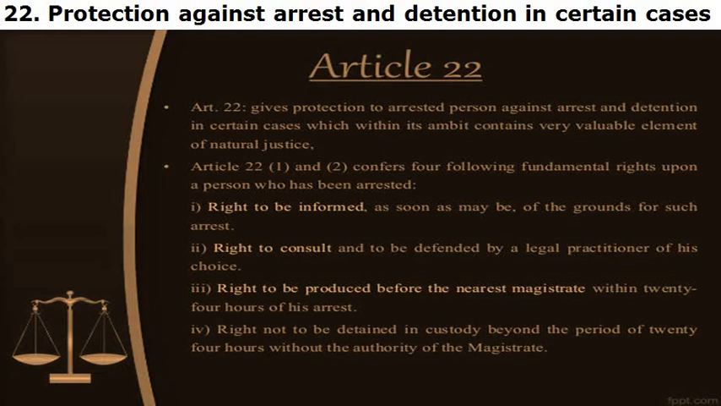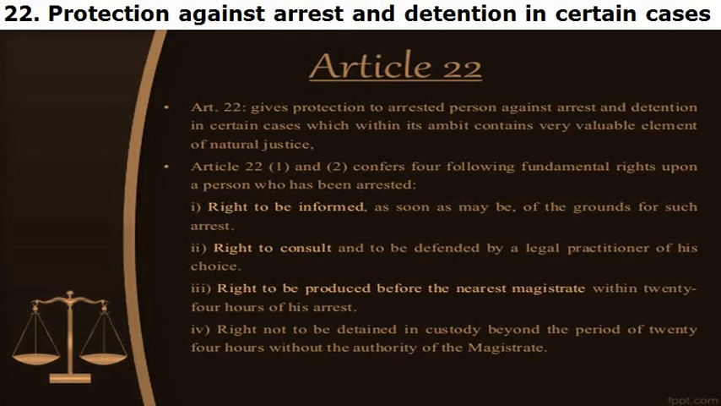That means if you are arrested, then you have a right to consult with a law officer or legal practitioner. Then Article 22(3) deals with the right to be produced before the nearest magistrate within 24 hours of arrest. That means the judge, within 24 hours. Then Article 22(4) deals with the right not to be detained in custody beyond the period of 24 hours without the authority of the magistrate.